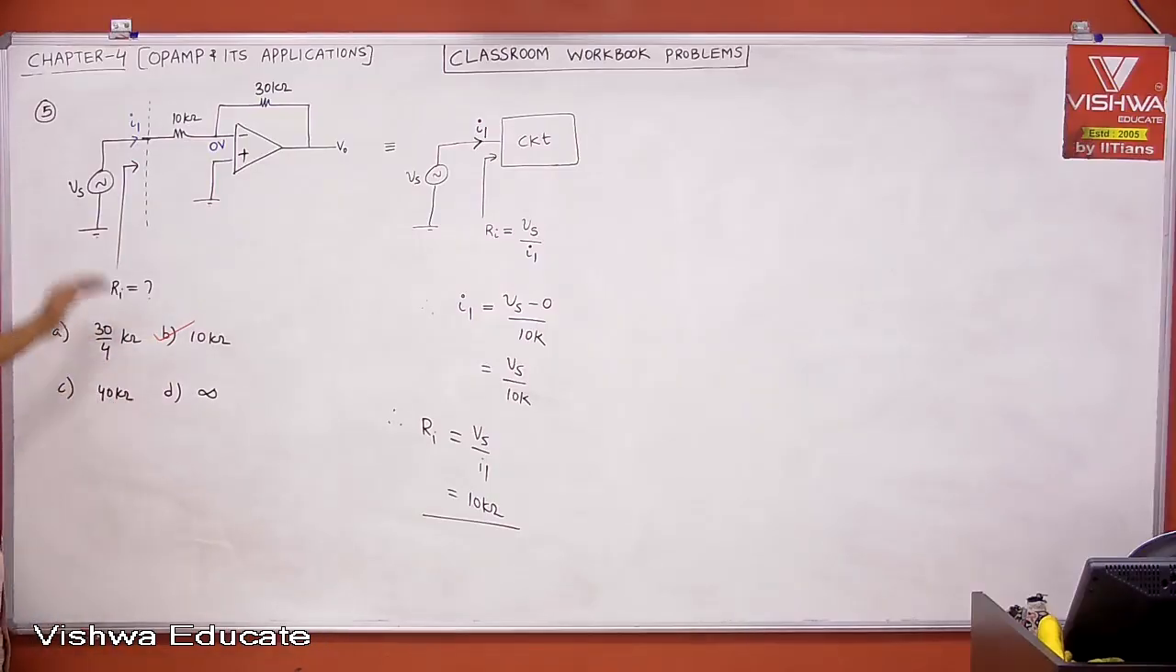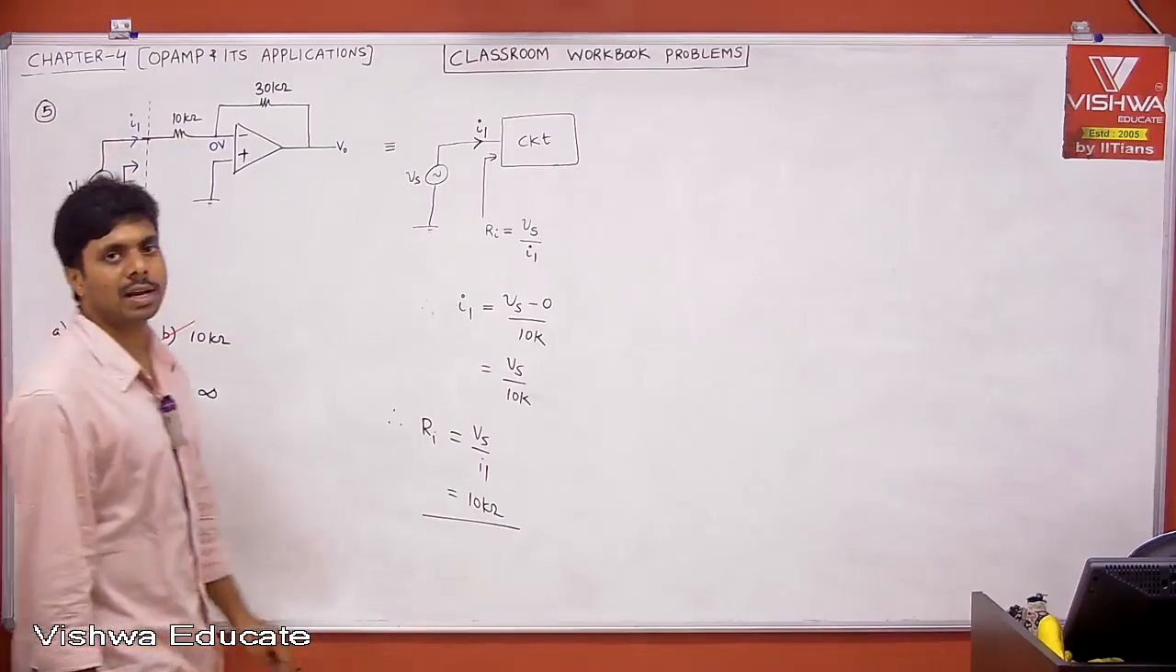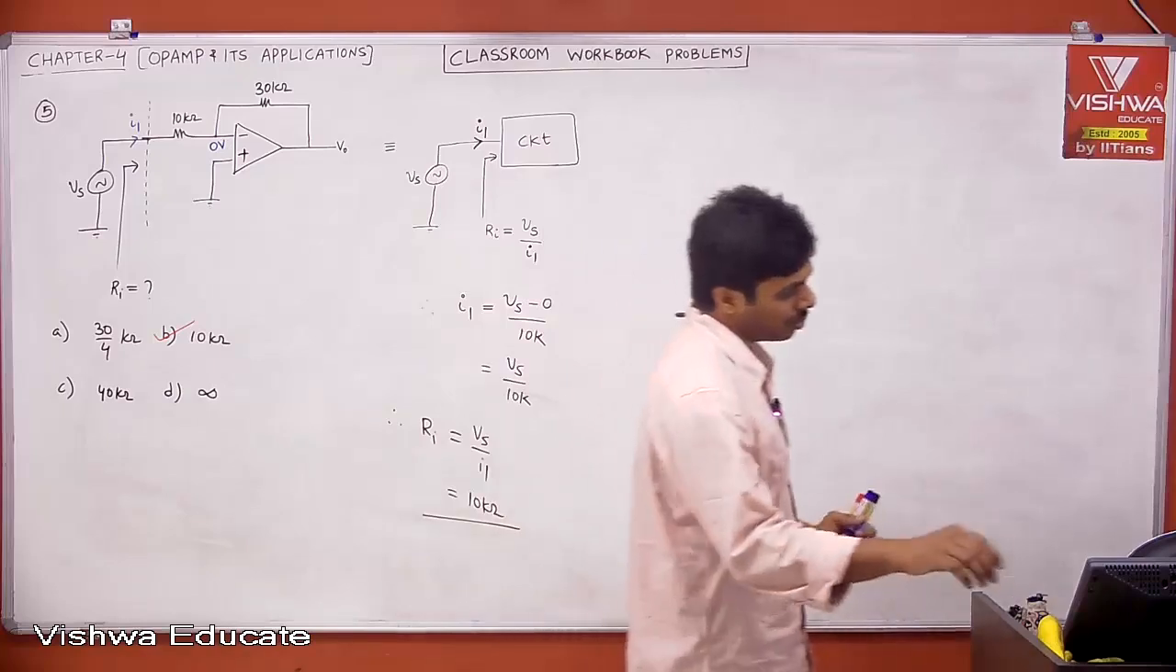Simply, when you apply the voltage, if you increase the voltage, the current also will increase proportionally, that is proportional to 10K. Okay, done. Now problem number 6.